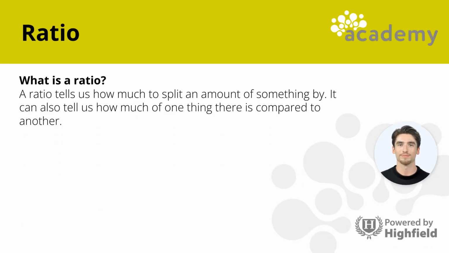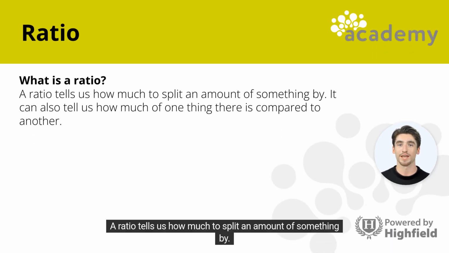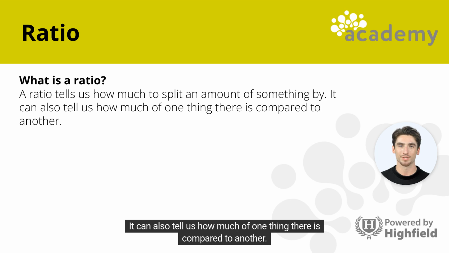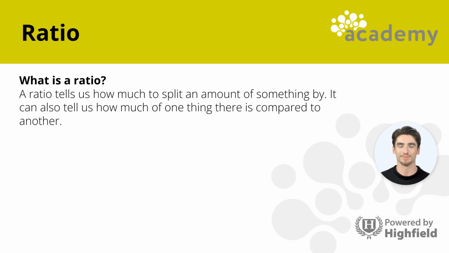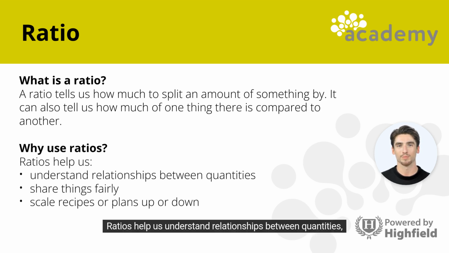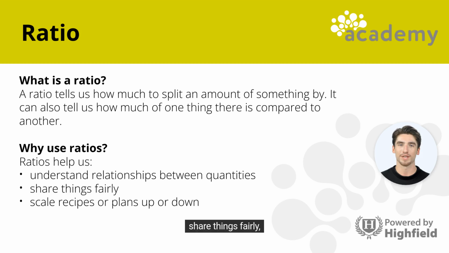What is a ratio? A ratio tells us how much to split an amount of something by. It can also tell us how much of one thing there is compared to another. Why do we use ratios? Ratios help us understand relationships between quantities, share things fairly, and scale recipes or plans up or down.